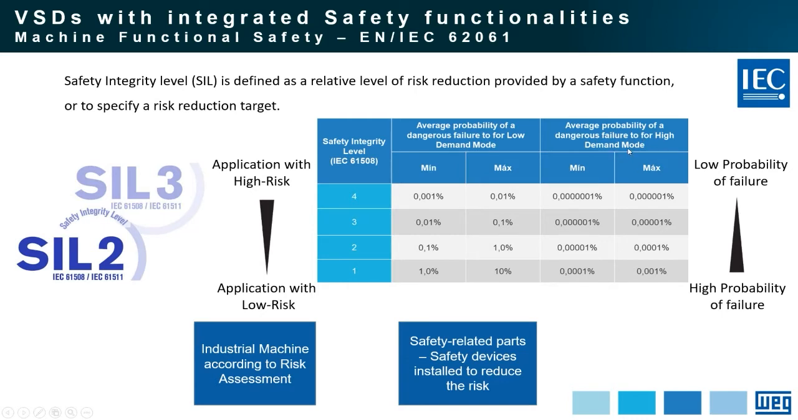The high demand mode is for applications that have the possibility of failure several times per year. And we can classify as low demand mode those kinds of machines that will have a risk or an unsafe situation less than once a year. So in an industrial environment, we can say that most of the applications must comply with the second table, with very low probability of failure.